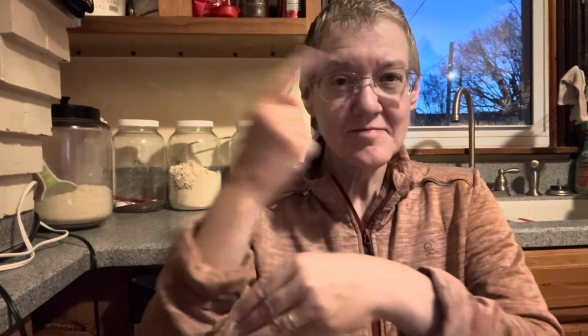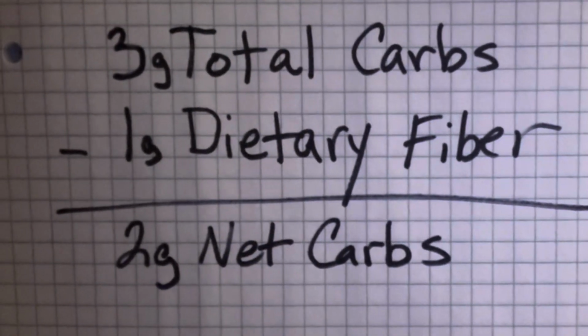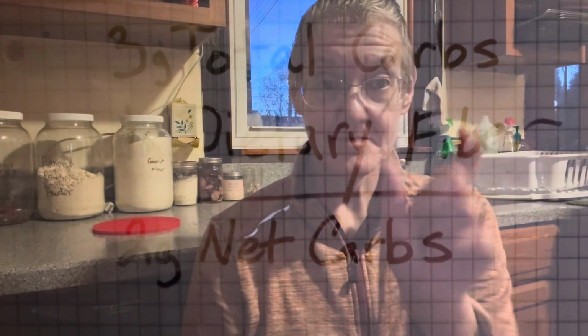Now, what does that mean? Well, our body doesn't digest fiber. Our cells aren't going to burn the carbs and fiber, so we don't have to count those for our totals of carbs for the day. We only count the net carbs, what the body actually burns. But it's a small amount.